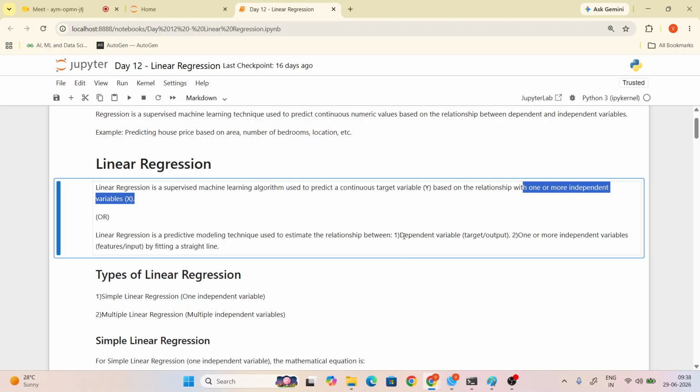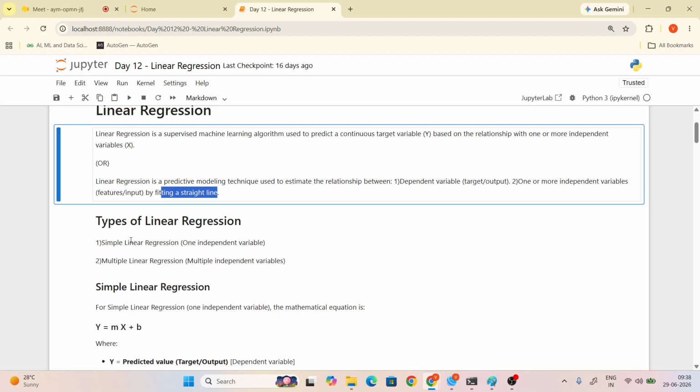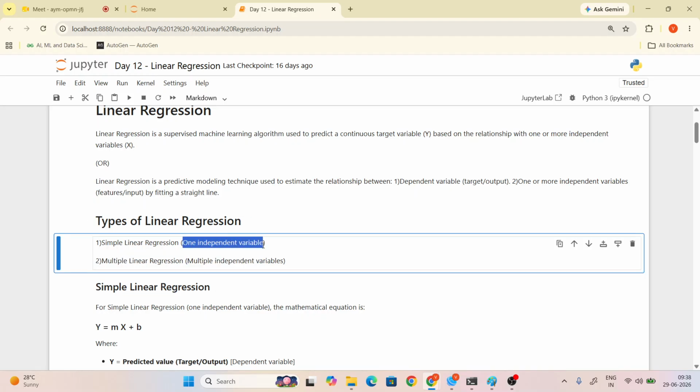This is another definition, guys. It has a dependent variable, which we call the target or output. Simply we call it y. And we have one or more independent variables, or features or inputs. We simply call it x. We want to find the best fitting straight line. Types of linear regression: simple linear regression has one independent variable, meaning one x. Multiple linear regression has two or more x, so we call them multiple independent variables.